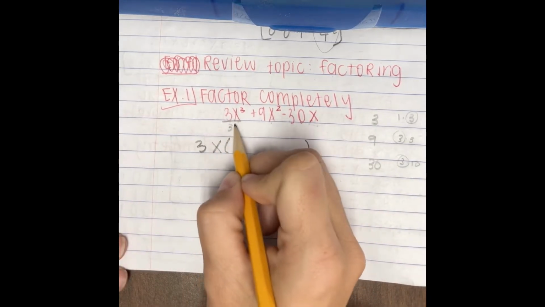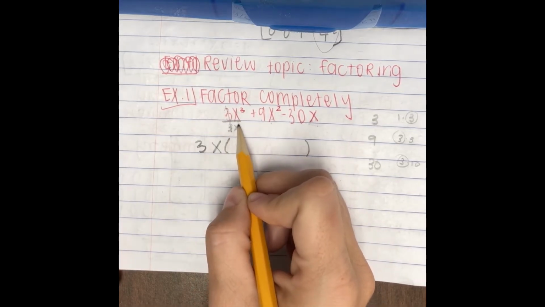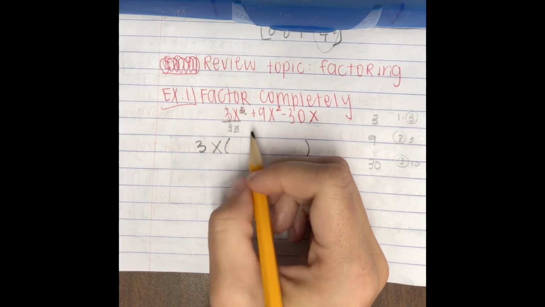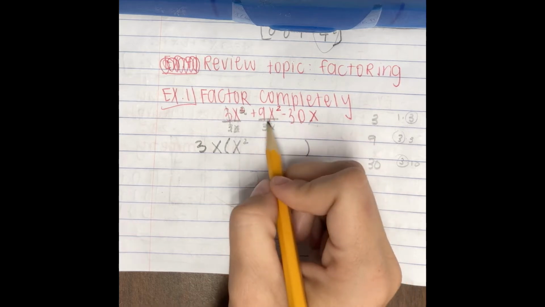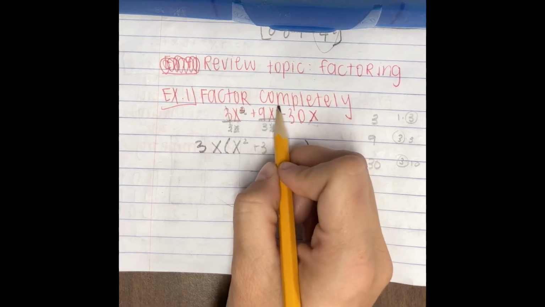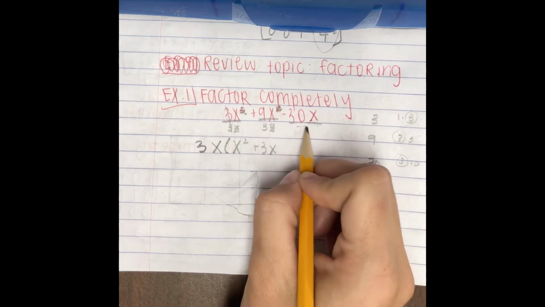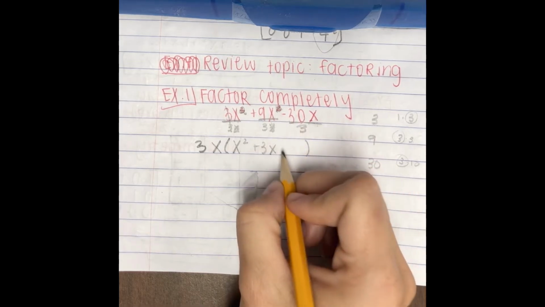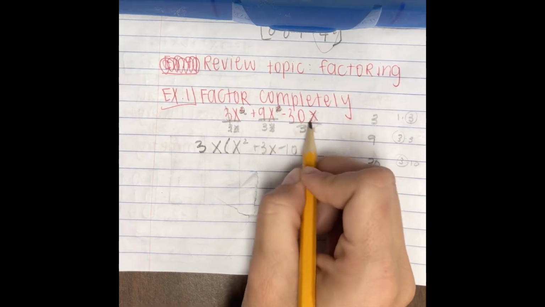So if I divide 3x cubed by 3x, 3 divided by 3 is 1. And if I have 3 x's on top and I take one of those away, then 3 minus 1 is 2. So I'm left with an x squared. If I divide 9x squared by 3x, 9 divided by 3 is 3. If I have 2 x's on top and 1 on bottom, I take 1 away, and 2 minus 1 is 1. And negative 30x divided by 3x, a positive 3x, so negative 30 divided by 3 is a negative 10. And if I take one x on bottom away from one of the ones on top, that leaves me no x's.